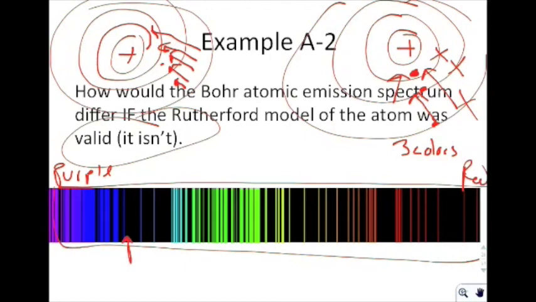Whenever you have the emission spectrum for individual elements, you see much narrower bands like this. Now this is actually a mixture of elements, so don't think of this as evidence of the Rutherford model. This is actually a mixture of elements, which is why you have so many lines.